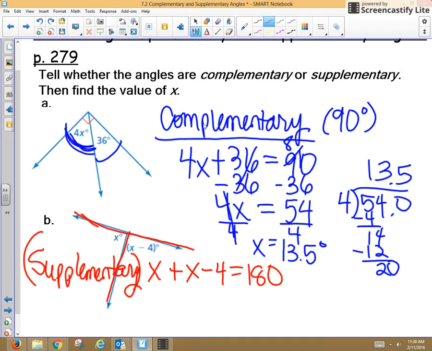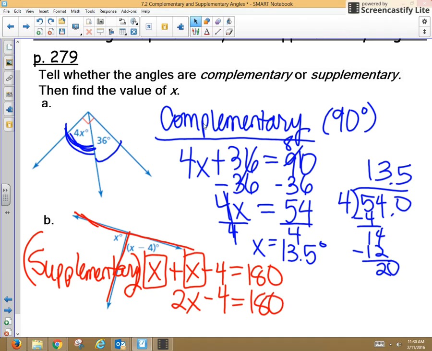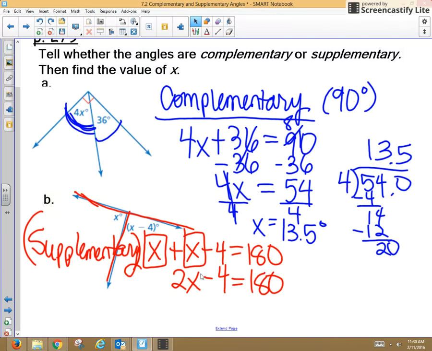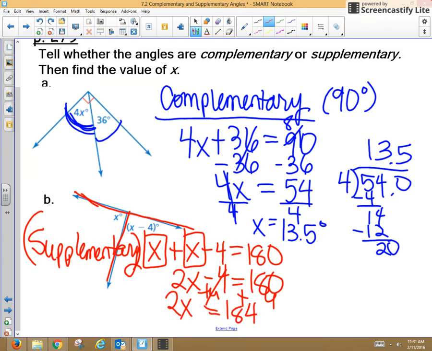Okay, so now I'm going to combine my terms. I have an x here and another x here. x plus x makes 2x minus 4 equals 180. To solve, I need to add 4 to both sides. So I get 2x equals 184. Divide both sides by 2.